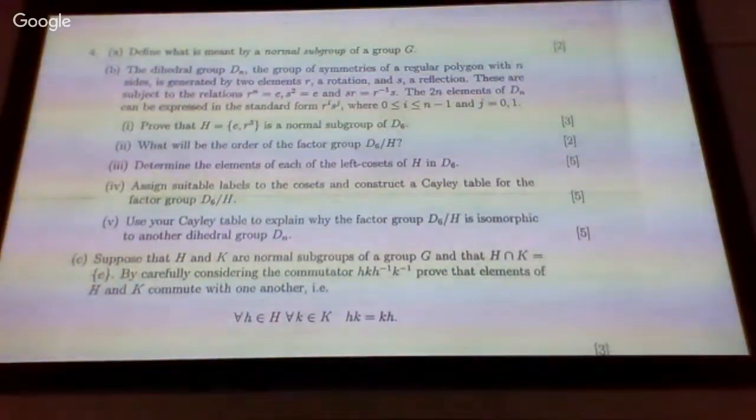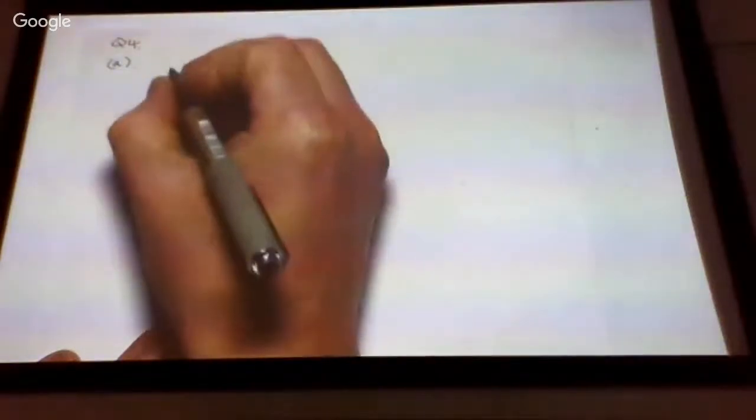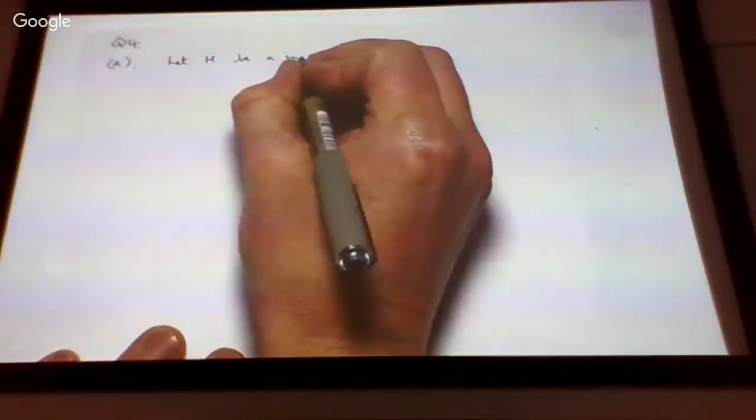So let's crack into this. Question 4a asks you to define what is meant by a normal subgroup of a group. Well, 2 marks, just give the small definition. Let H be a subgroup of G.